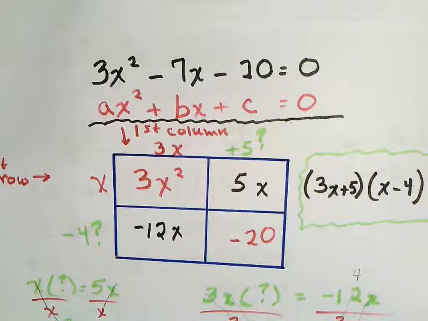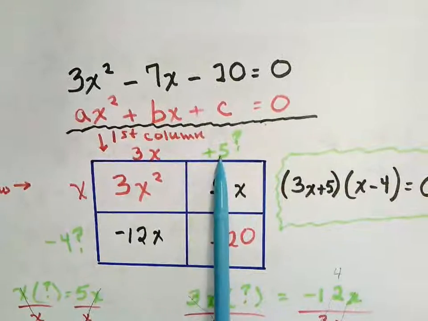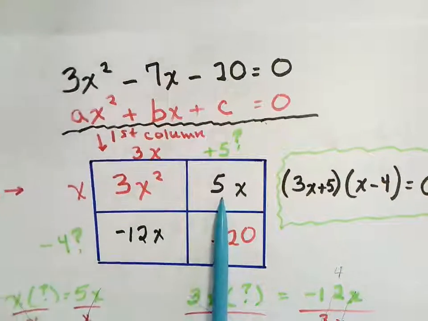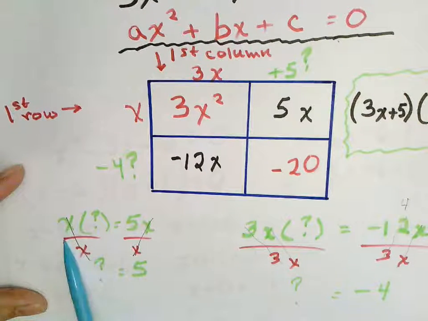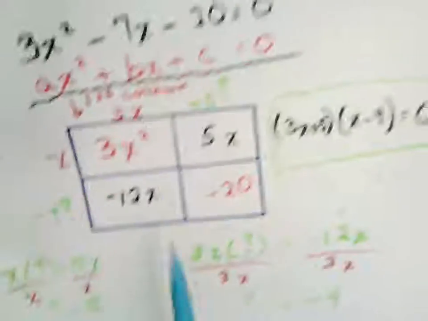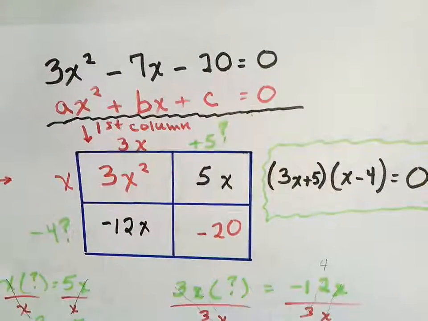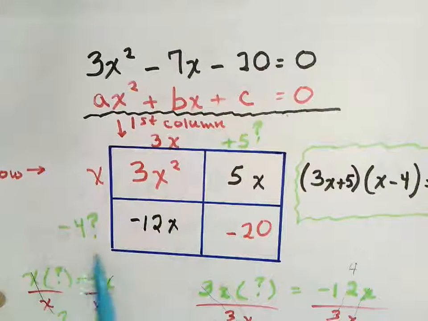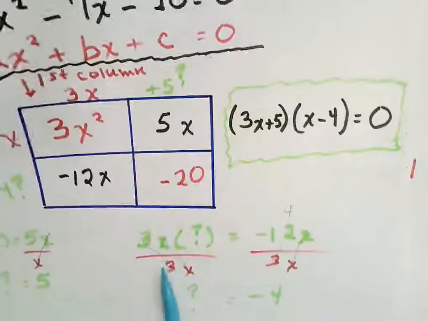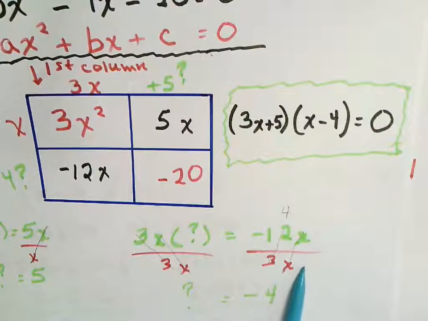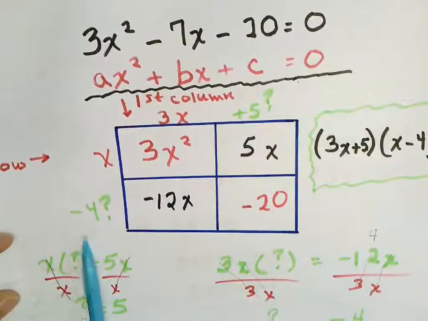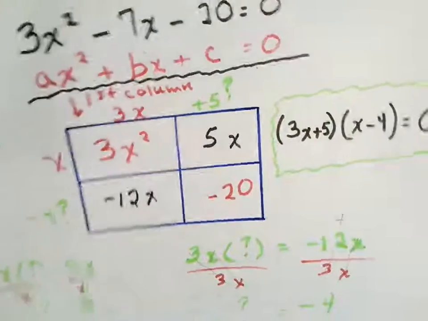Here we have the box where I filled it in just a little bit more. See, I put in the 5. x times what number gives us 5x? I made a little equation down here. x times what gives us 5x? Then I divide each side by x, and I get the missing number is 5, which is just what I put here. Then here it's going to be 3x times what number gives us -12x? So I made another little equation here. When we divide, we get that the missing number is a -4, which is what I put here. Everything else here canceled out.